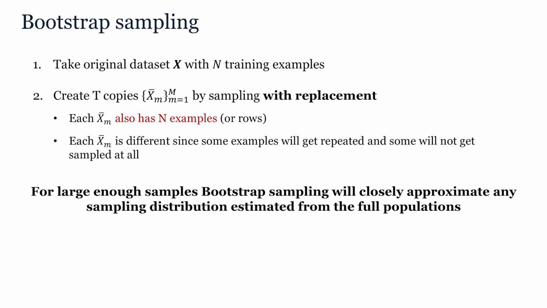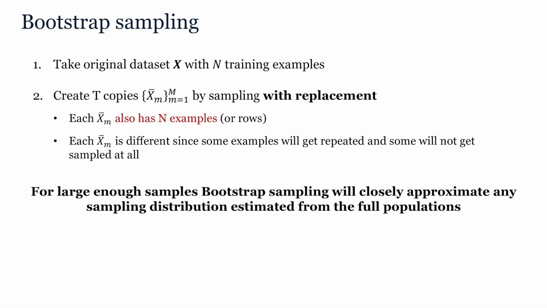By replacement, I mean imagine that we were picking out examples from a hat, and we did so one at a time, always replacing the ID of each example after each turn, such that the same one could get selected multiple times. This means that, even though the total number of rows of each bootstrap sample, xm, will be the same as for x, the composition of each will be different, as some examples will get repeated and some will not get sampled at all.